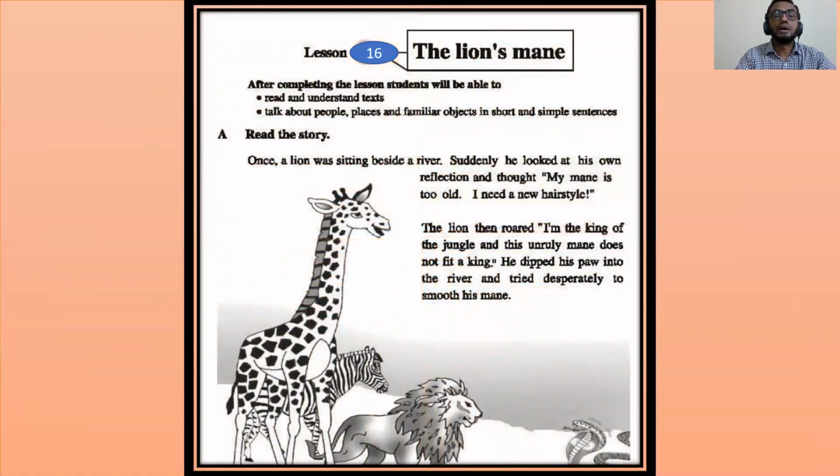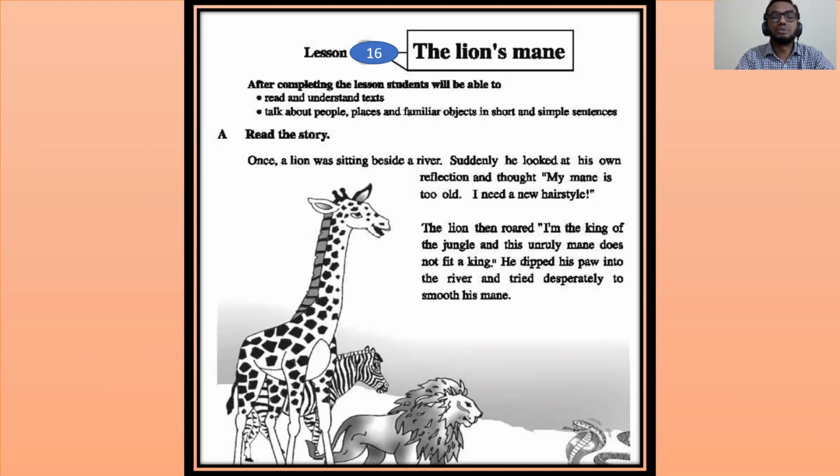Now look at the passage. That means the first page of the passage is displayed on the screen. Lesson 16, The Lion's Mane. Read the story. Once a lion was sitting beside a river. I'm going to read the story to you. Please, very carefully, listen to my reading.